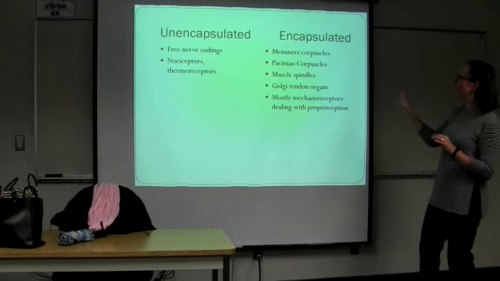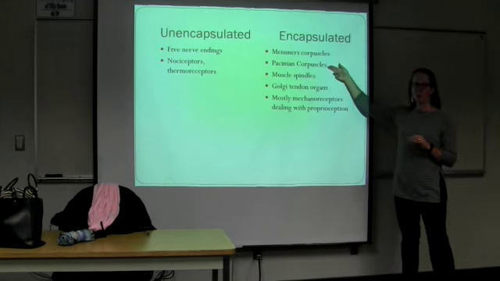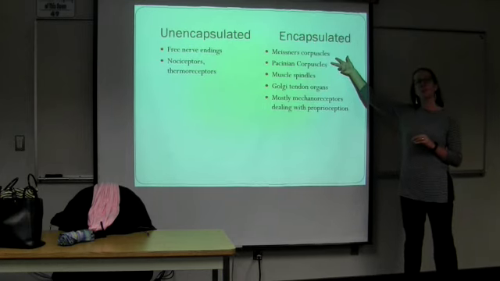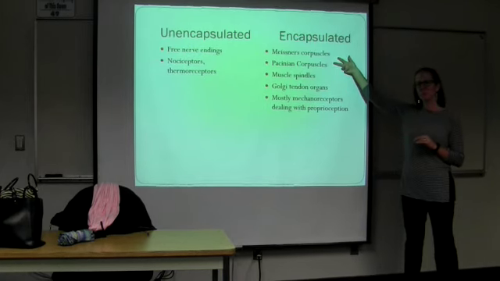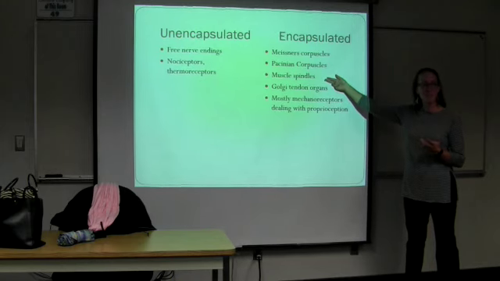Now, encapsulated will include Meissner and Pacinian corpuscles, both sense pressure. These two sense pressure. Muscle spindles sense movement of muscles.